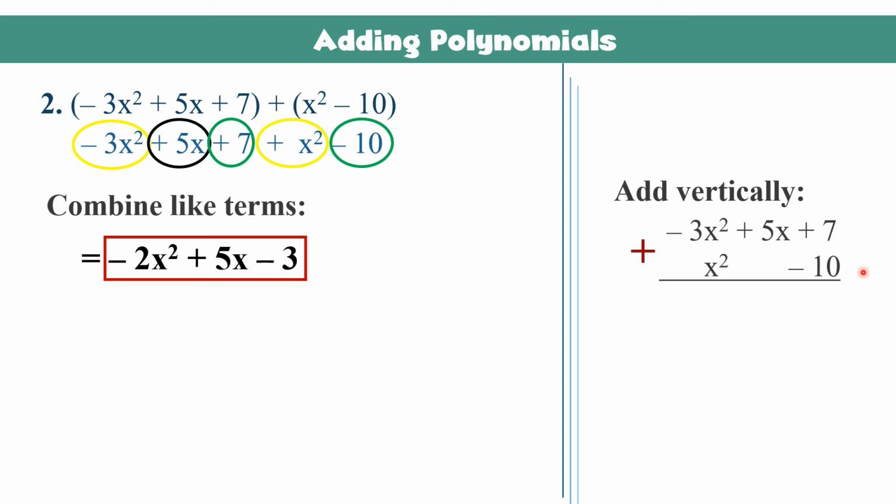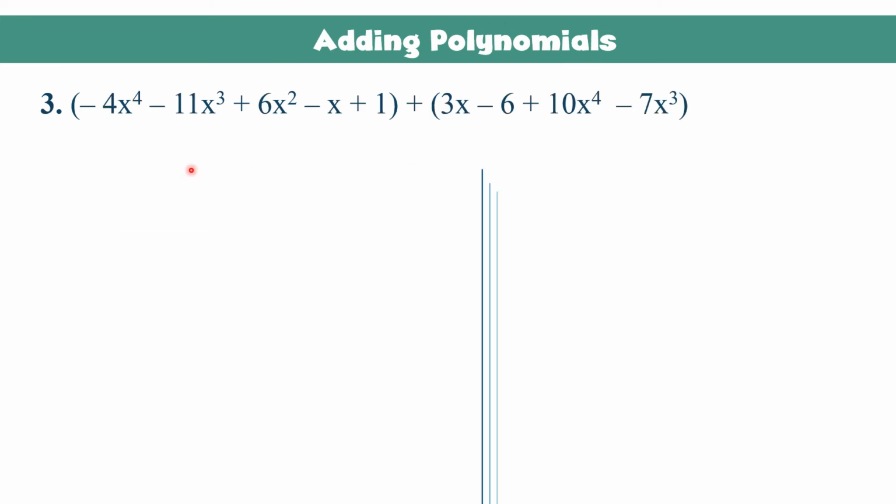Negative 3x squared plus x squared, it will give us negative 2x squared. Then for 5x, actually, you may just bring down 5x. Then positive 7 and negative 10. Positive 7 plus negative 10, it will give us, yes, that's negative 3. So this answer is the same with our answer here.